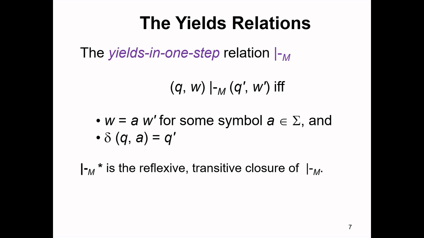The yields-in-one-step relation, yields of M, is represented as (q, w) yields (q', w') if and only if w = aw' for some symbol a from Σ, and delta of (q, a) leads to q'. And yields-star of M is the reflexive transitive closure of yields of M.